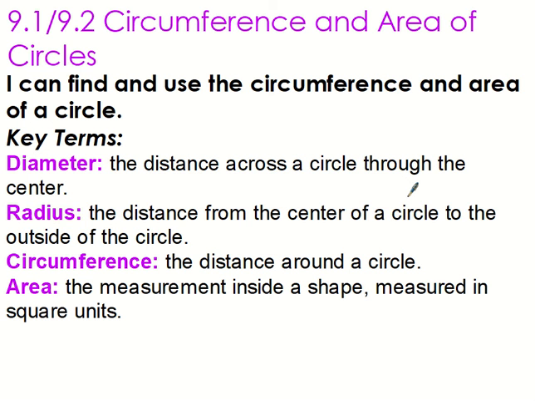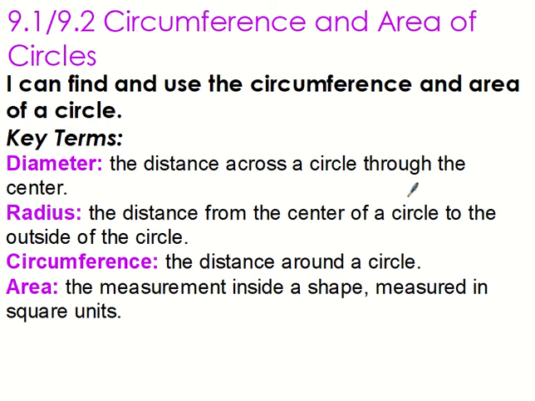All right, we are moving on to 9192, circumference and area of circles. So I can find and use the circumference and area of a circle. So we're going to be talking about the diameter. Just a reminder, that is the distance across a circle through the center. Right, it's that straight line all the way from one side to the other, has to go through the center.